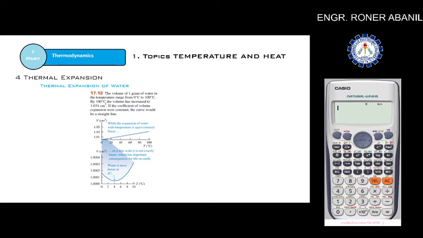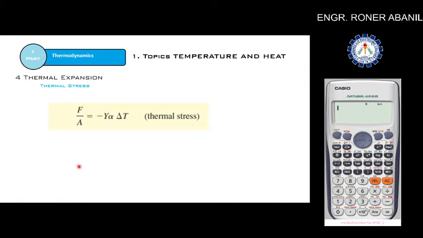Umiibabaw yung tubig. So, ito yung mga anomalous behavior ng isang water. So, tatandaan lang natin tong graph na to. Okay? So, punta tayo ngayon sa thermal stress. Okay?